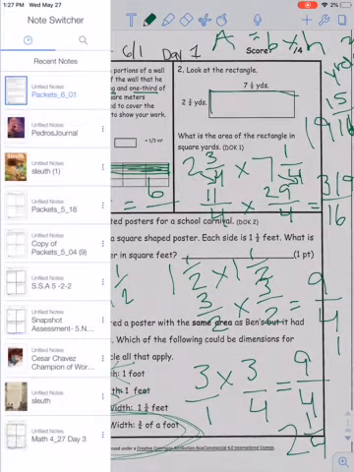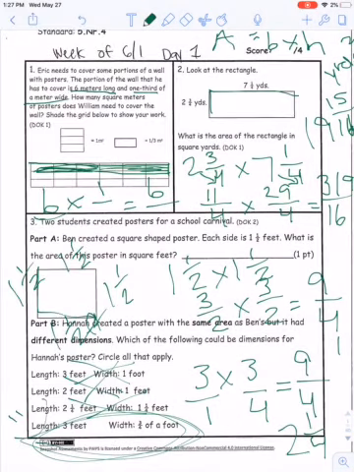The smiley face by it. Great job. That one works.